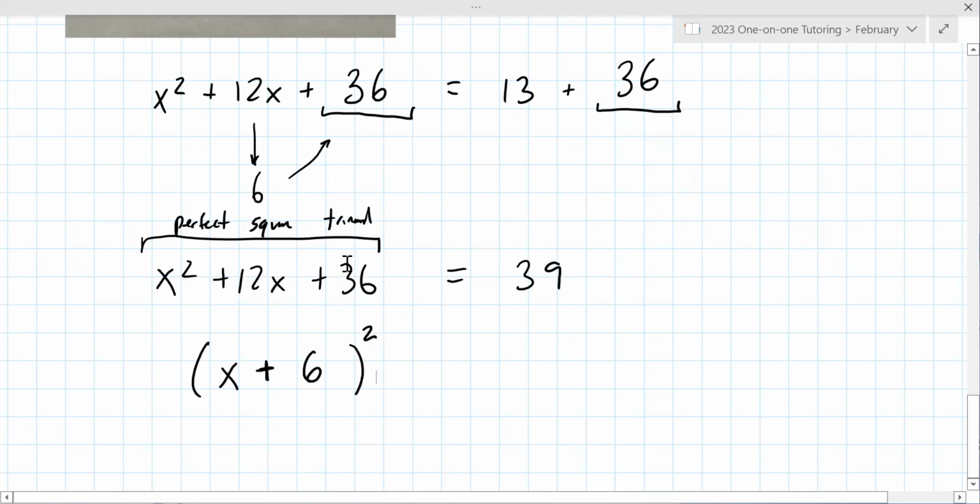So the idea is that this thing on the left here always becomes a perfect square trinomial. And you can always factor it the way I've done here. Is that okay? Okay. Equals 39. All right.